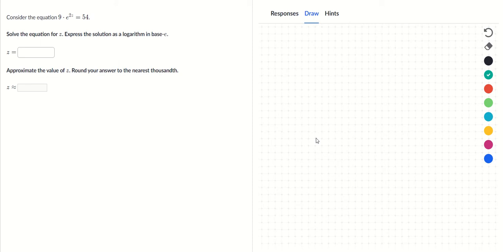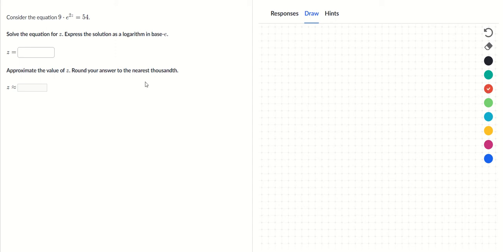Now take a look at the first problem. Consider the equation 9 times e raised to the 2z power equals 54. They ask you, number one, solve the equation for z. Express the solution as a logarithm in base e. And the second part, they ask you, approximate the value of z. Round your answer to the nearest thousandth.